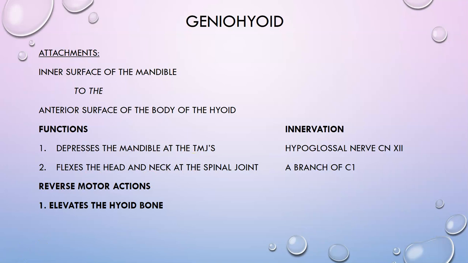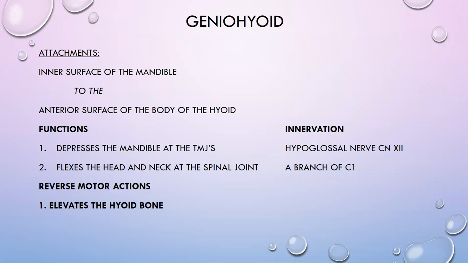So our next muscle is called geniohyoid. It is found superiorly at the inner surface of the mandible as well, and it goes to the anterior surface of the body of the hyoid. The body of the hyoid is the most anterior part of the hyoid. Think of the hyoid as kind of like a U shape with the inside part of the U facing back towards the neck, or the spine, sorry.